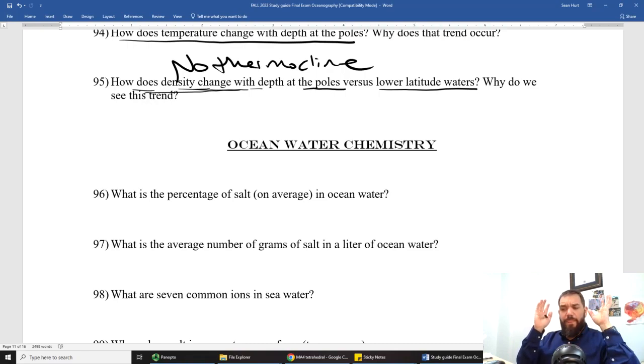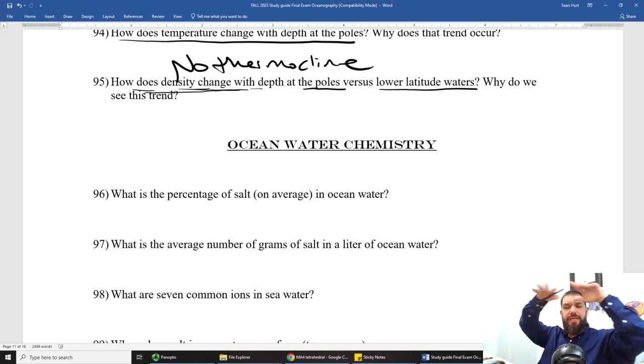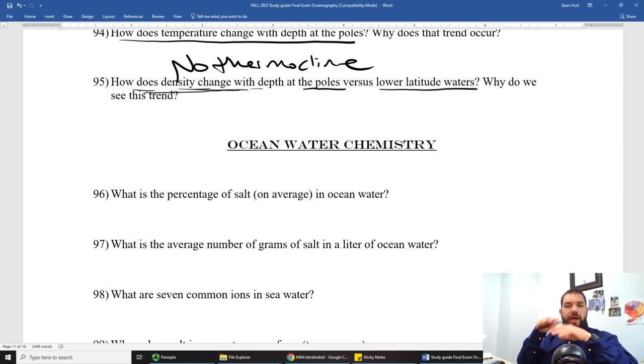And it's because you don't have the sun heating things up from on top. So in the tropics and in the equatorial waters, you have really hot water sitting on top, and it's gravitationally stable because, as I've said a million times now, it's less dense, it's more buoyant, so it stays up there on top.